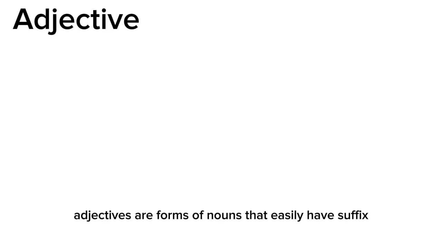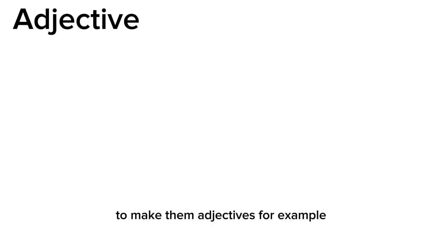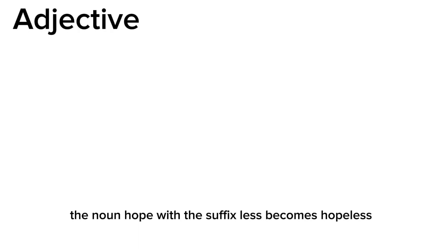Denominal adjectives are forms of nouns that usually have a suffix to make them adjectives. For example, the noun hope with the suffix less becomes hopeless. Another example is jobless, clueless.